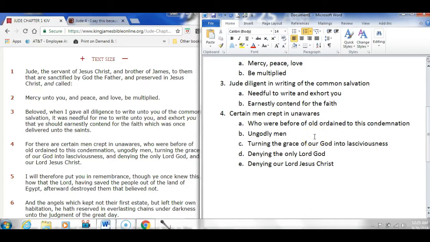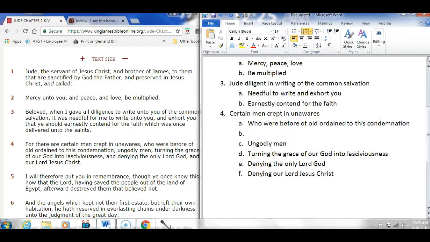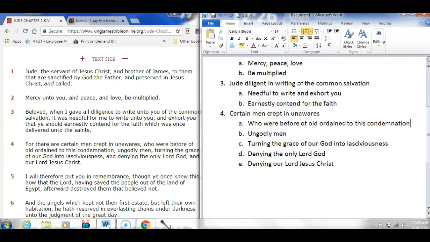You could do some research with a study Bible or maybe an easier translation. You could even put here your translation, who were before of old ordained to this condemnation. I'm sure it's talking about the Old Testament law that stated that false teachers and witches and anyone who was preaching contrary to the word of God would face destruction. And so you can come up with a clearer way to type that and put that in your notes there. If you were preparing for a sermon, you could do that.